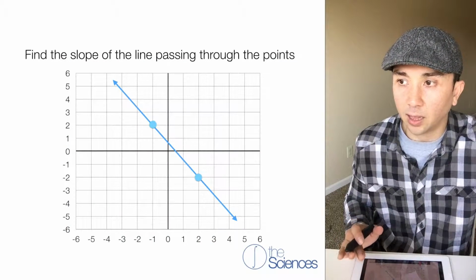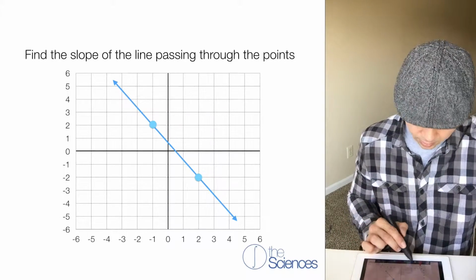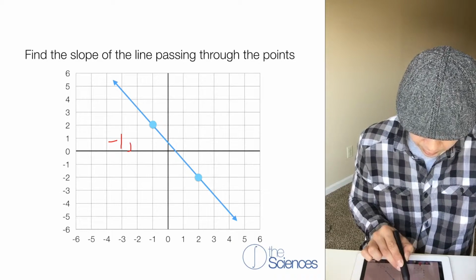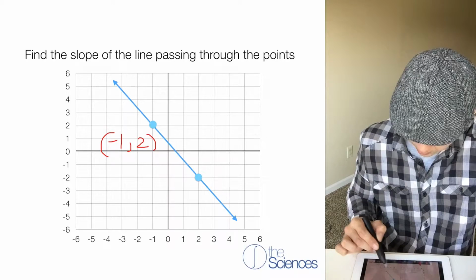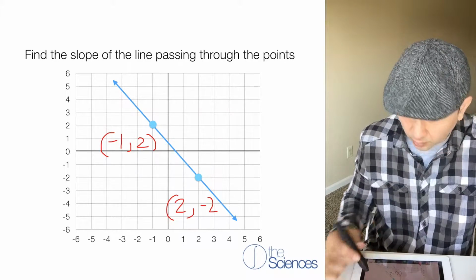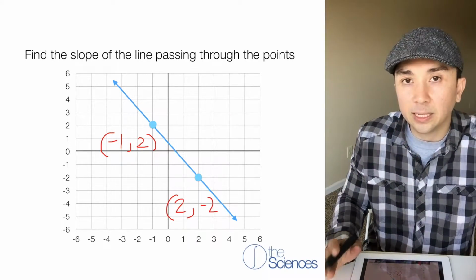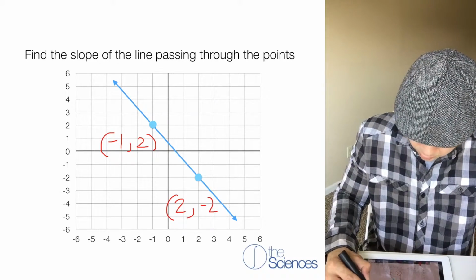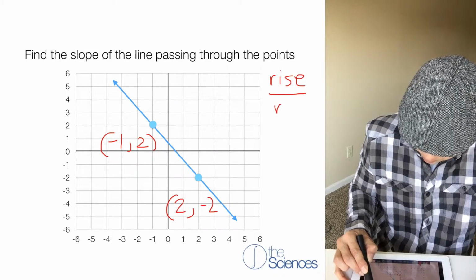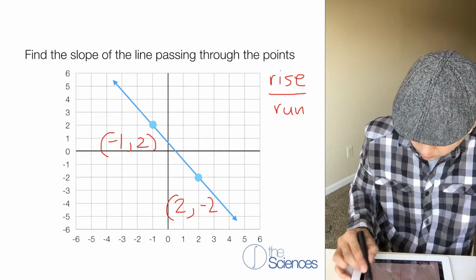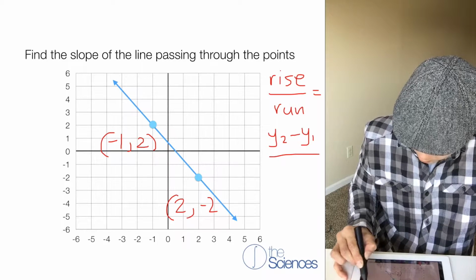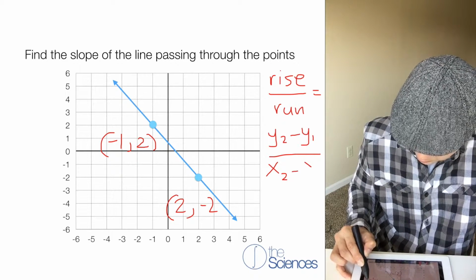So let's do an example. Let's find the slope of the line passing through the points. So here, this point is -1 and 2. And this point is 2, -2. So now remember, the slope is the rise over the run. So we have rise over run, which is equal to y2 minus y1 over x2 minus x1.